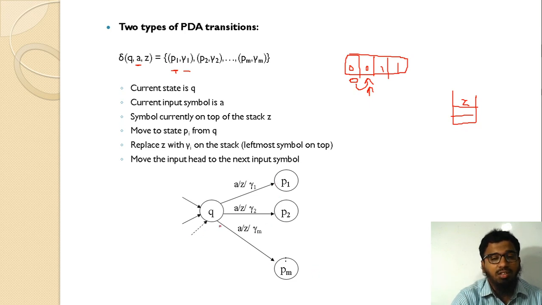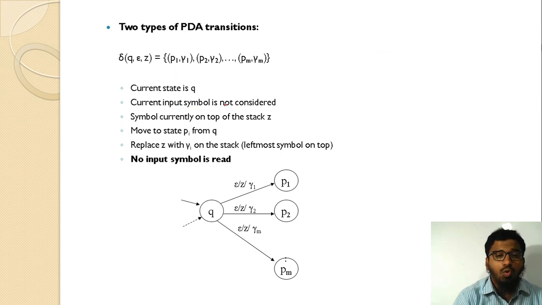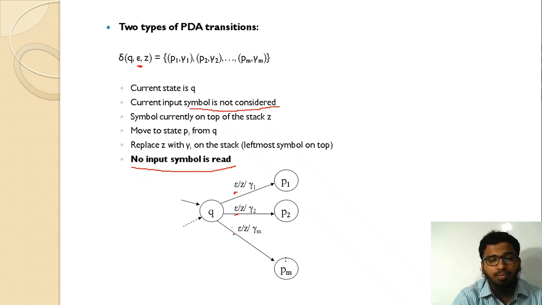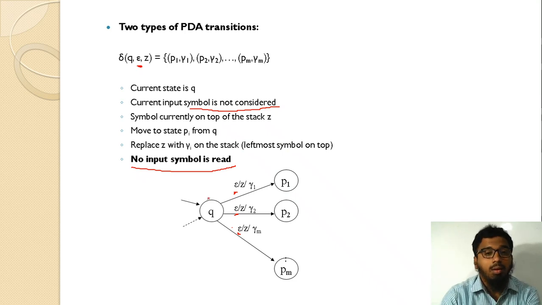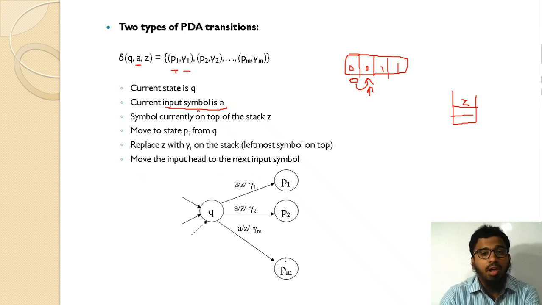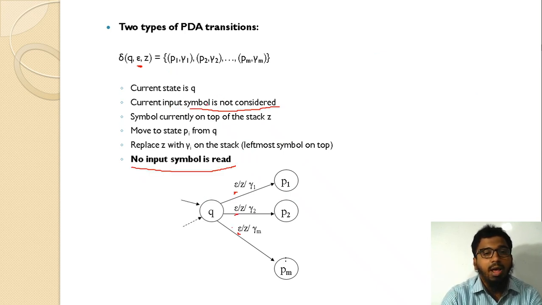Okay, like this. When we have an input symbol, it is read, and when we don't have an input symbol, then no input symbol is read. That means we are using epsilon. Okay, epsilon. So this is different, and because of that there are two types of PDA transition. One is with input and another one is epsilon with no input. Okay. So these are the two types of transition.